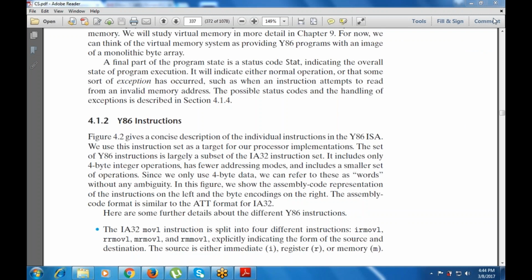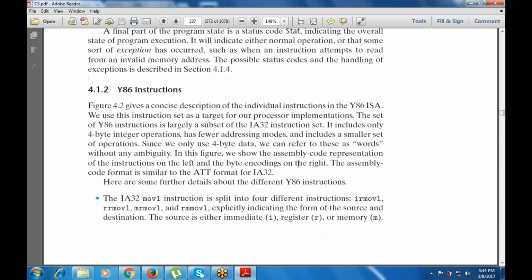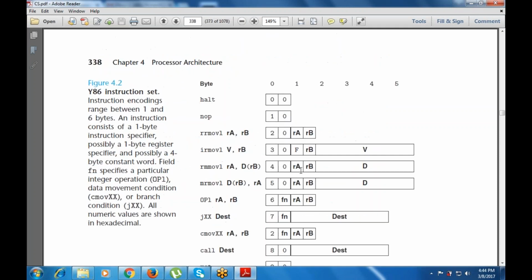Now, first one is the Y86 instruction that is used with the instructions of the IA32. That is a part of the ATT format, and there are further details about the different Y86 instructions. The IA32 movl instruction is split into 4 instructions: irmovl, rrmovl, mrmovl, and rmmovl. That indicates the form of the source and the destination, and this is either immediate, register, or memory, that is I, R, or M.